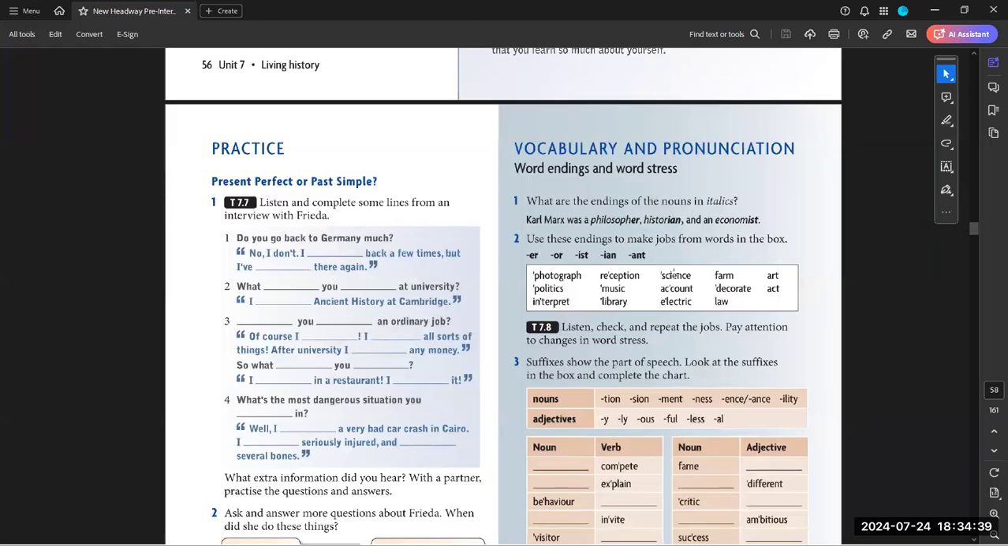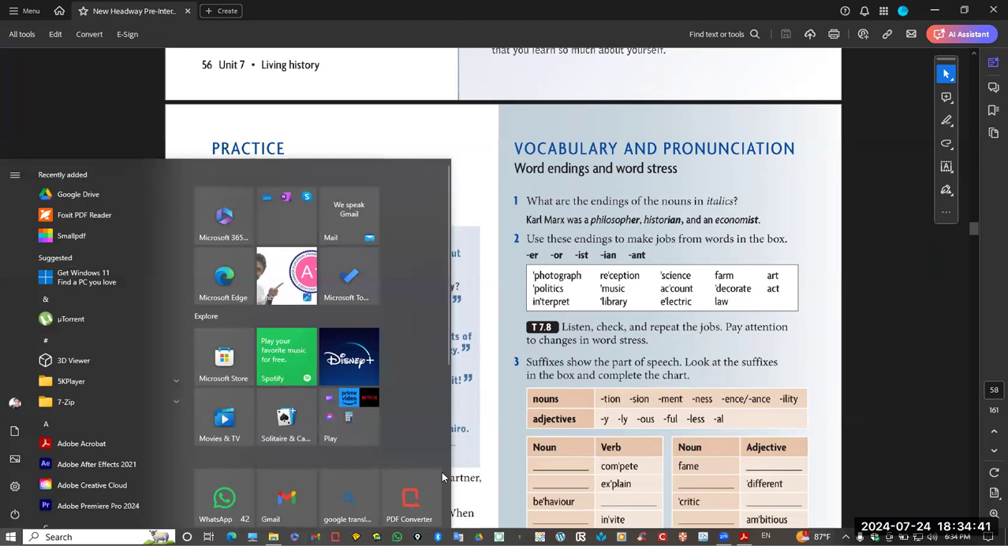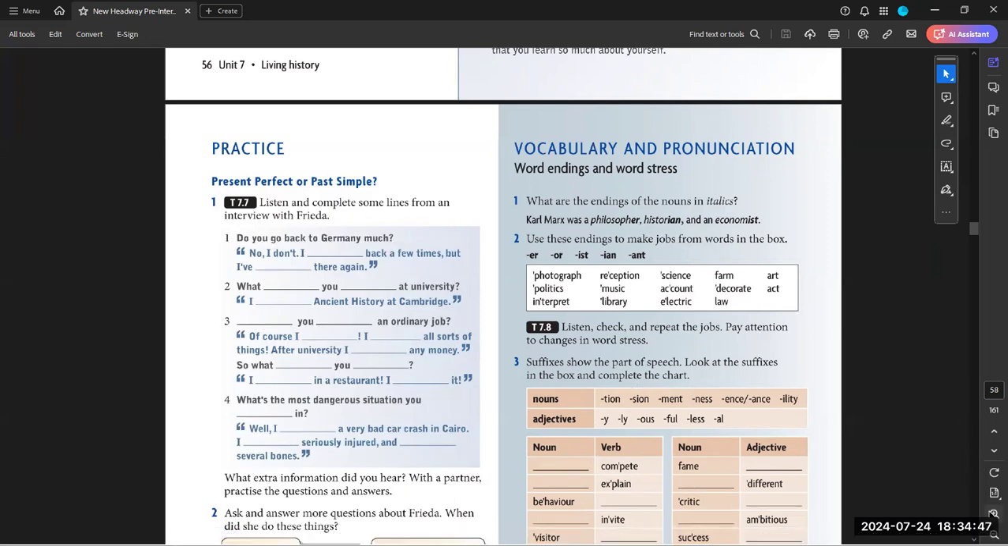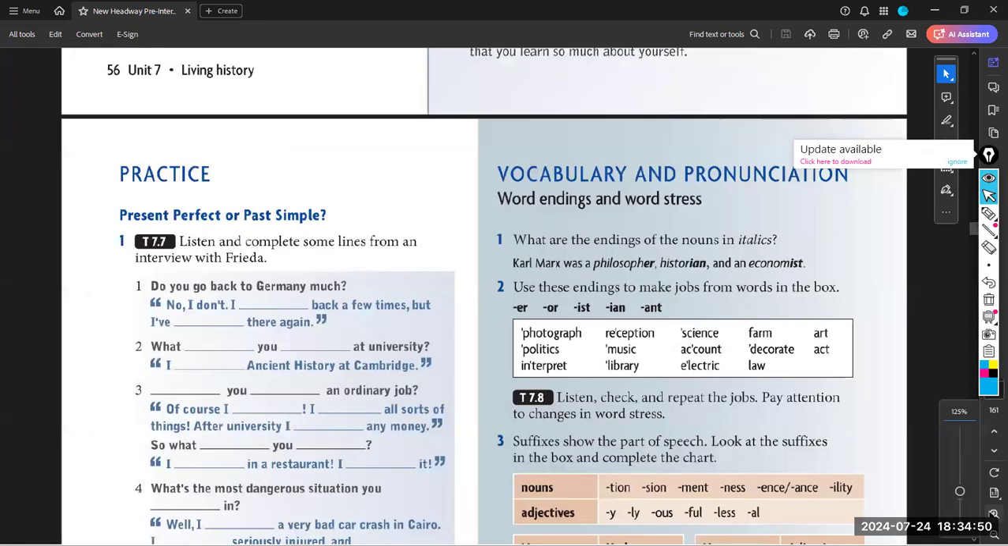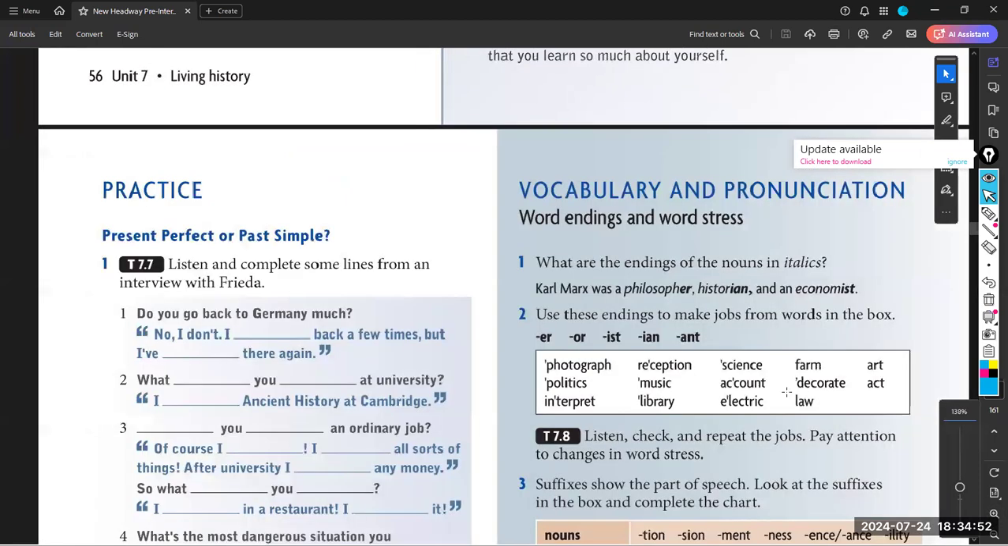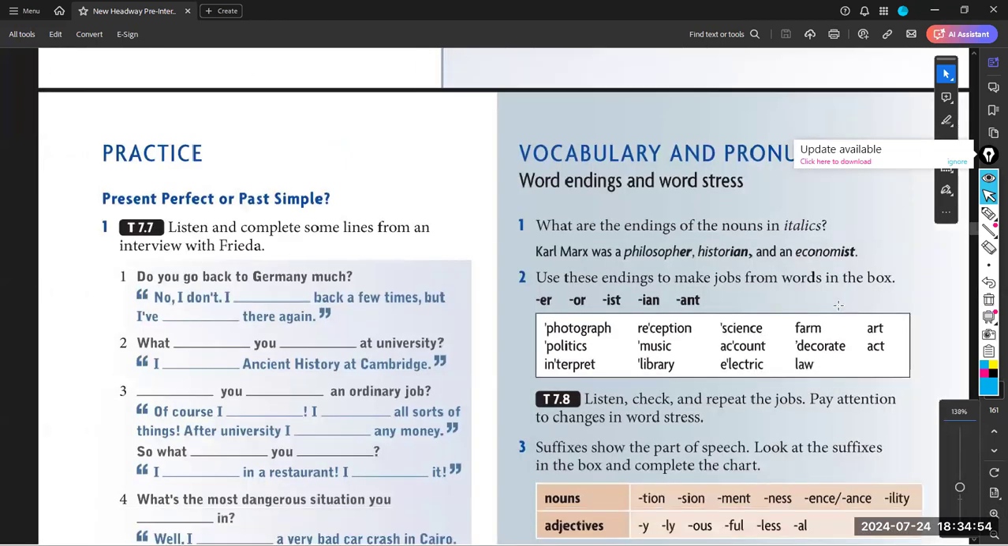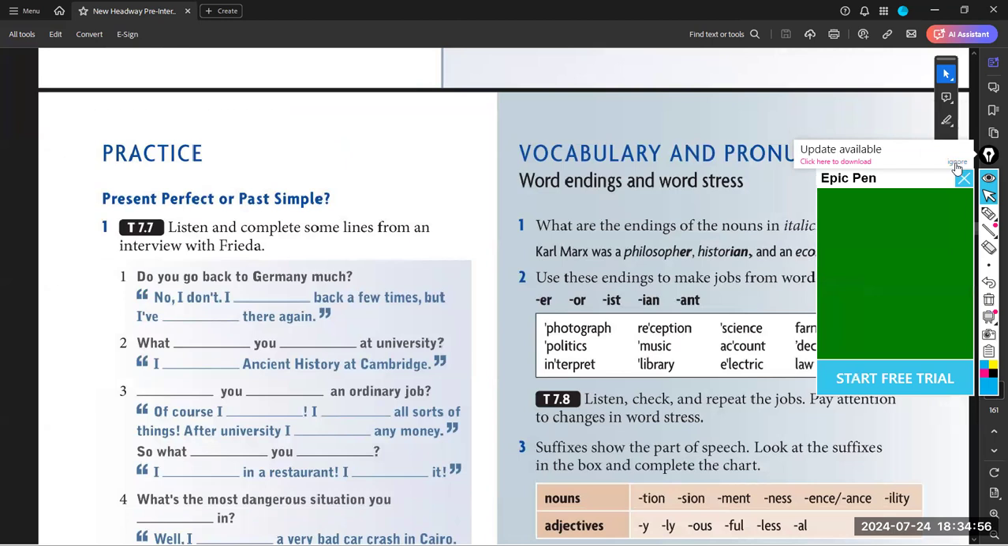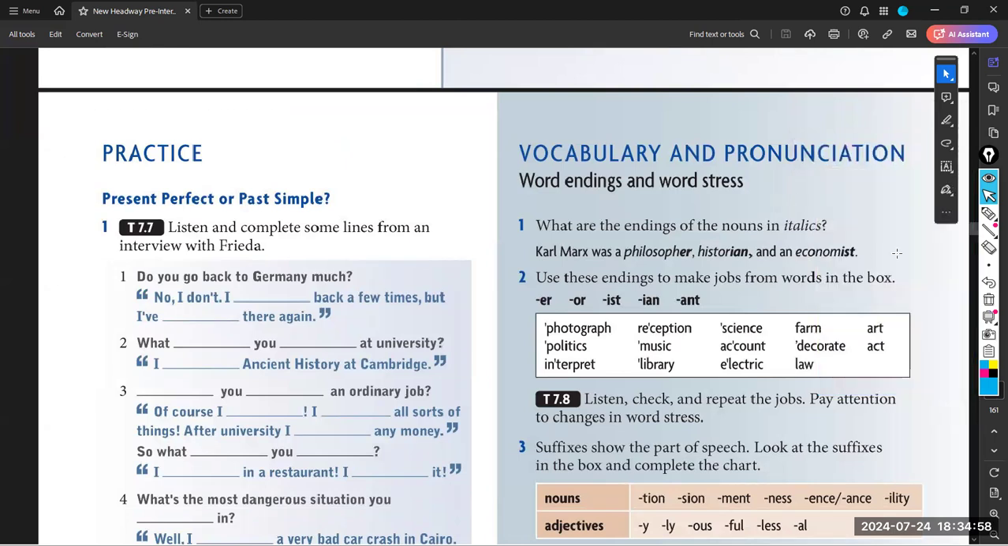Okay, guys, so today we have to discuss the page of vocabulary and pronunciation. But let me open my pen just to be able to mention things if it's really necessary. Okay, so this page, guys, is talking about, as I told you, vocabulary and pronunciation. Now, let's talk about word endings and word stress.